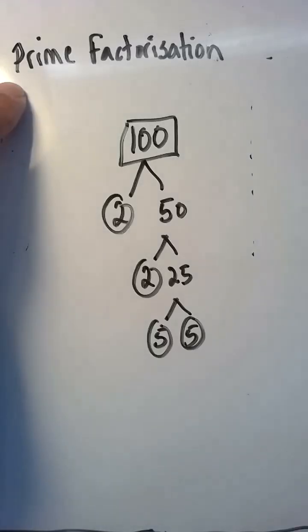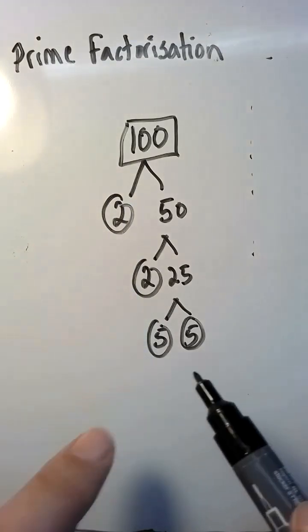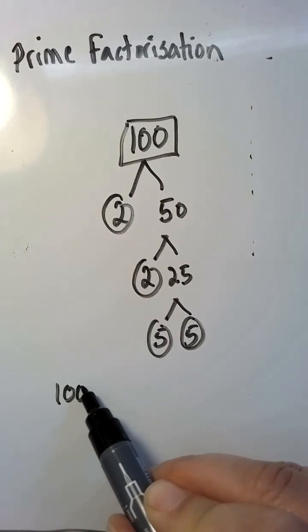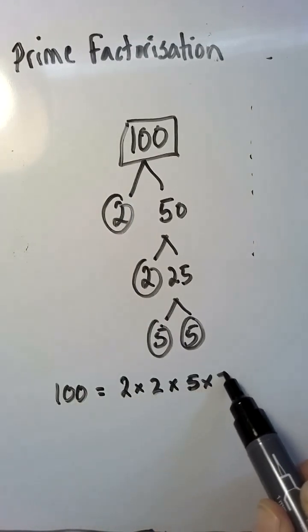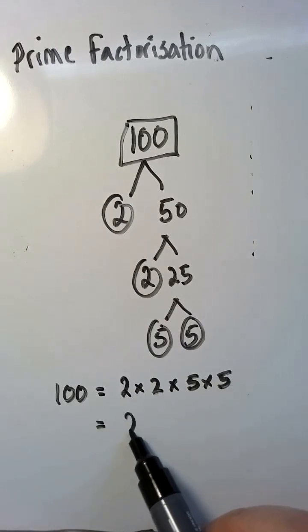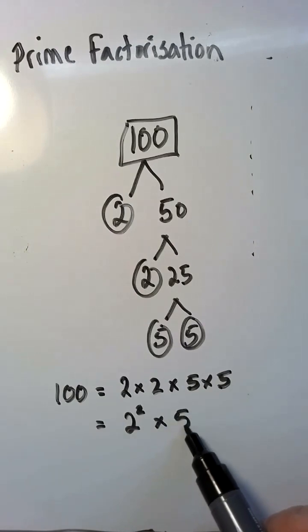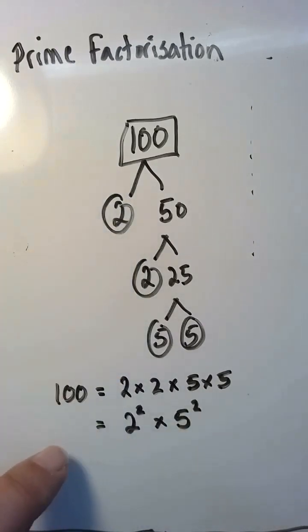So prime factorisation gives you a tree. You can use a tree to work it out, and the 100 at the bottom would equal 2 multiplied by 2 multiplied by 5 multiplied by 5. If I want that in index form, this is 2 squared multiplied by 5 squared. Okay, so on a non-calculator paper, this is a reminder of what you'd have to do.